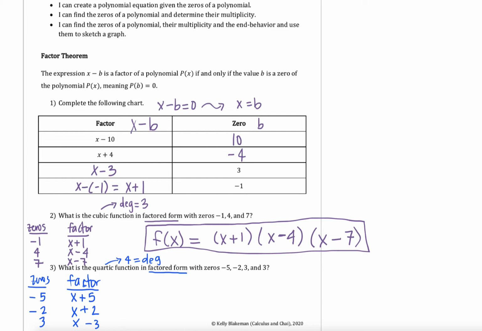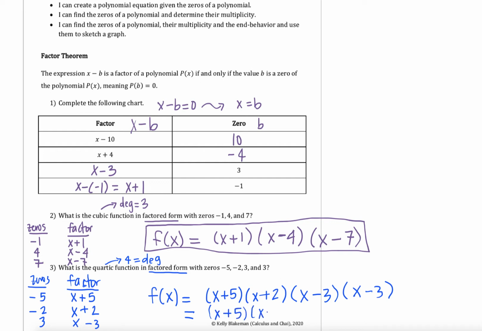Now, since the 0 comes up twice, when we write this in factored form, I'm going to have an x plus 5 as my first factor, times that x plus 2. But then for the 3 as my 0, since this happens twice, I can write this as x minus 3 times, I need another x minus 3. But there's a way that I can simplify that down a little bit and instead write it as x plus 5 times x plus 2 times x minus 3 squared.